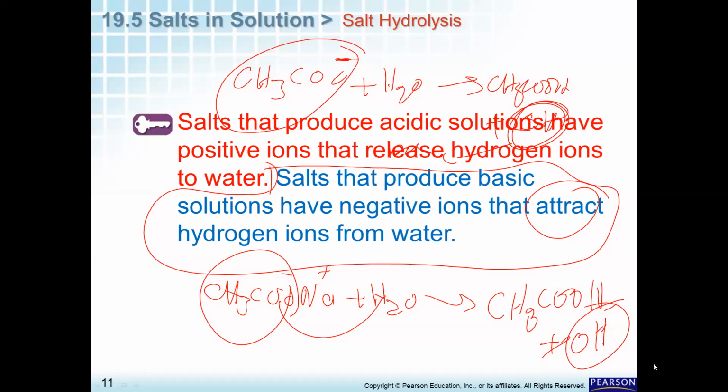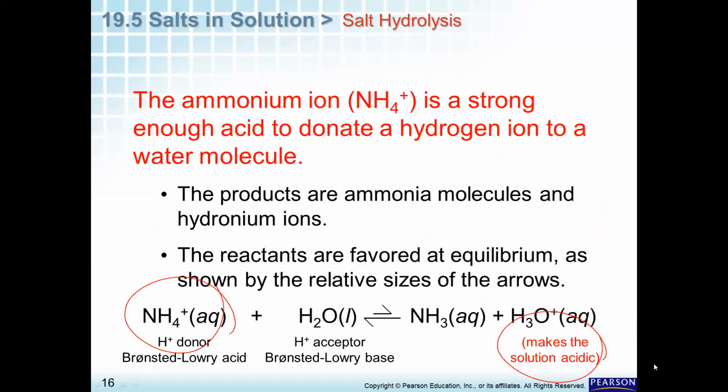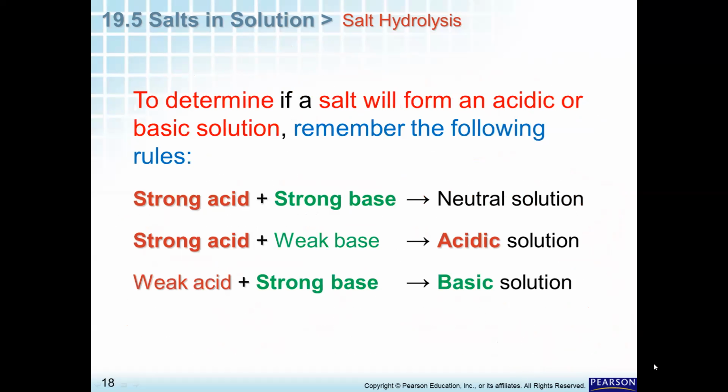While if we have a salt that produces an acidic solution, like the ammonium chloride, because it has ammonium and Cl minus, the ammonium is with the plus sign. So it is willing to donate a hydrogen to the water to make the hydronium ion, and that is making the solution acidic.